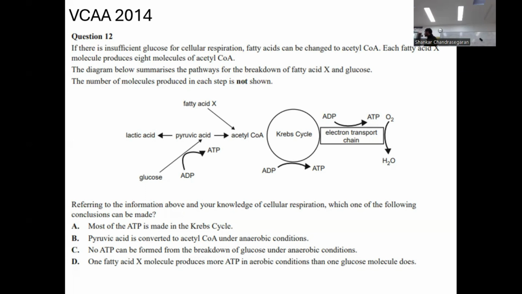So referring to the information above and your knowledge of cellular respiration, which one of the following conclusions can be made? There are 2 ways you can answer it. One is by understanding what the question is talking about and then trying to understand which answer is most appropriate. That is the way that most of you would do. The second way, like I've talked about before, is the elimination method. Rather than focusing so much on the stuff being said above, think about the answers, think about whether they make sense at all. So let's go through it.